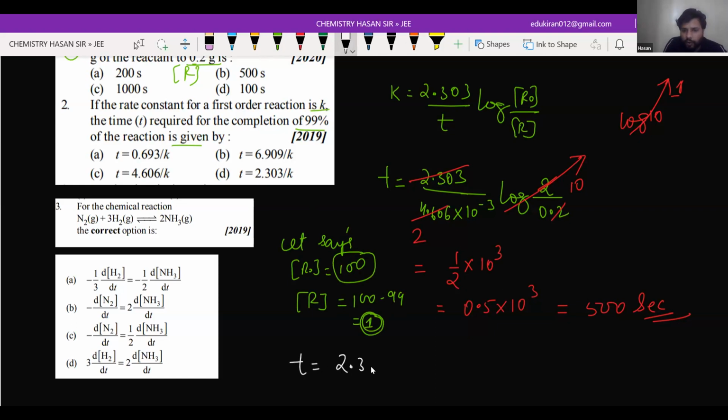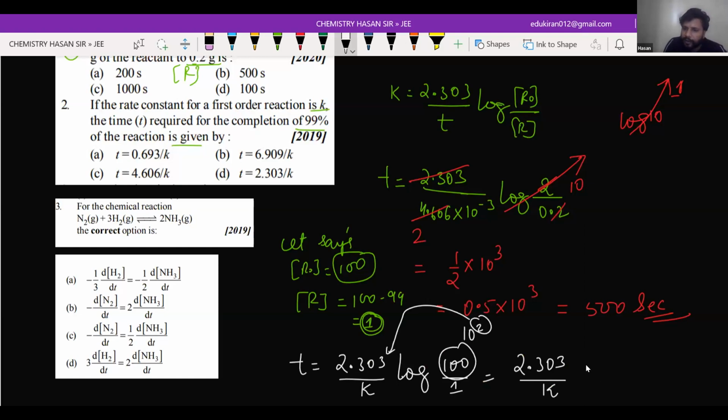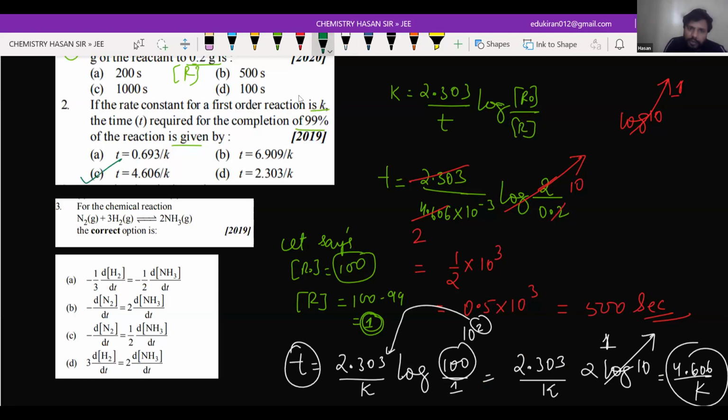T is equal to 2.303 upon K, log of initial concentration, that is 100, upon final concentration 1. So it becomes 2.303 upon K, and this I can write as 10 raised to the power 2, and this 2 will come in front and it becomes log 10. Log 10 has a value equal to 1. So when you multiply this, you will get 4.606 upon K. This is the time to complete 99% of the reaction if the rate constant is K. So the answer will be C.